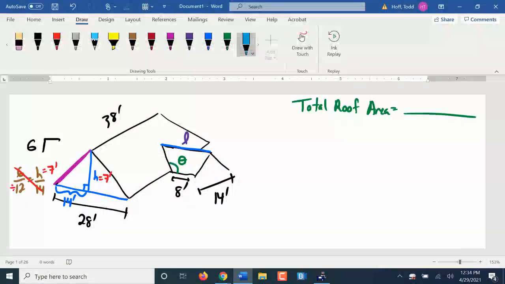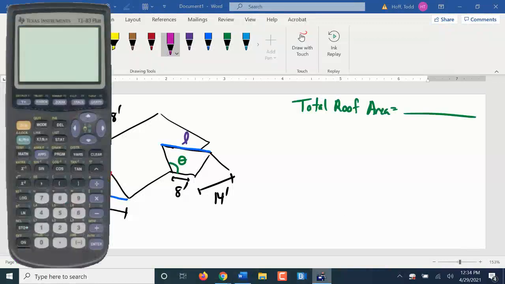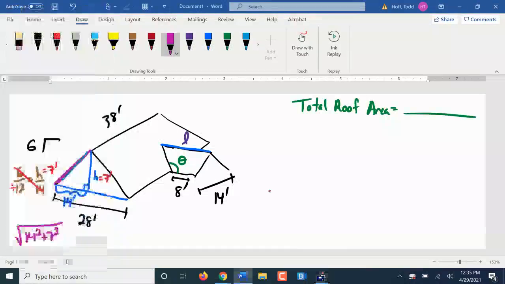Now we can find the length of that sloped surface as the square root of 14 squared plus 7 squared. Giving us 15.65 feet of length on that surface.